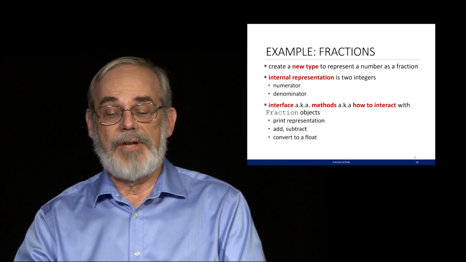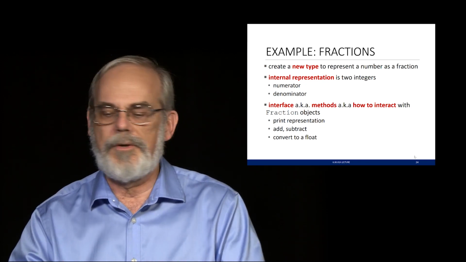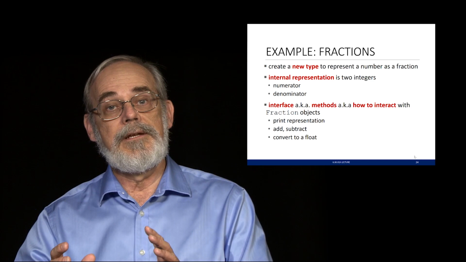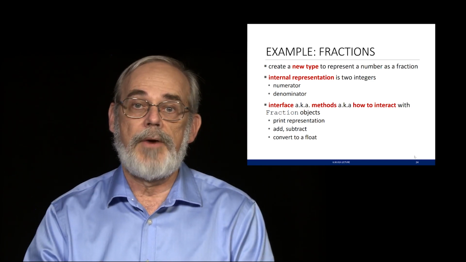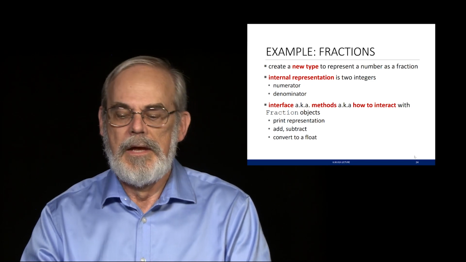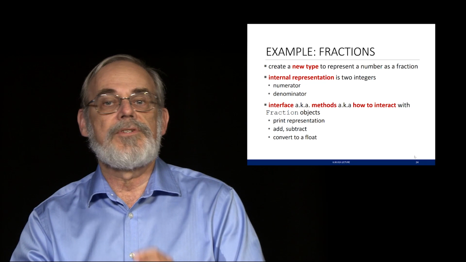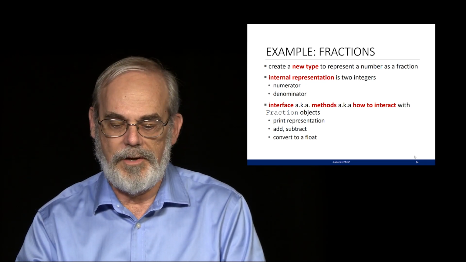So I'm going to create a new type of object to represent a number as a fraction, and literally as a fraction, not as the floating point equivalent of that. What do I need? I need to say, what's the internal representation? What are the data attributes I want to glue together, and how am I going to represent them? And then, what's the interface? Or if you like, the methods that I'm going to use to interact with instances of those fraction objects.